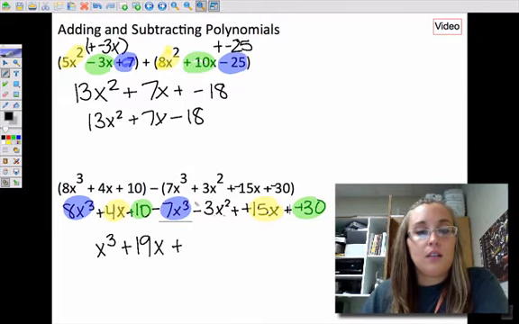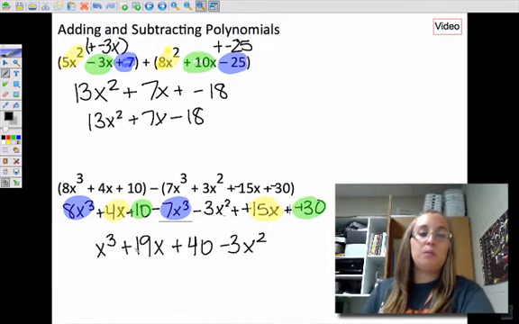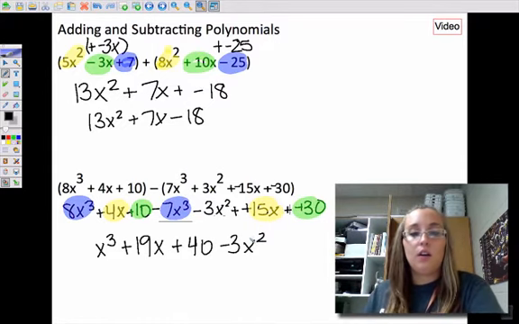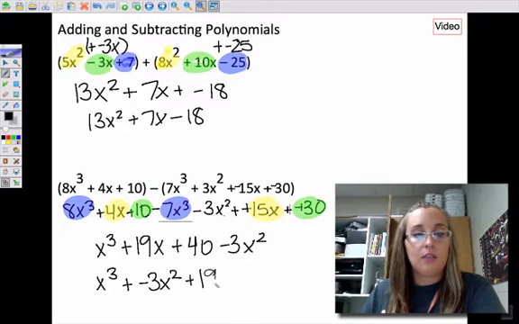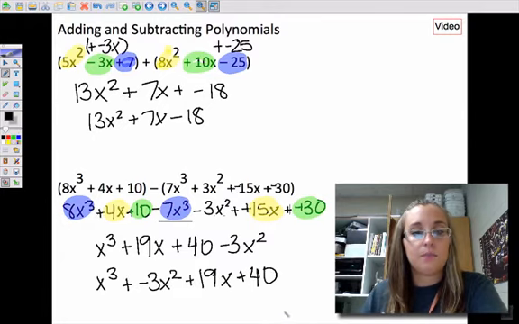We've got 10 and 30, that's 40. And then our last is a minus 3x squared. And usually what we do is we put the terms in order, in descending order from exponents. So we want to have the 3 out front, x to the third. We want to have the x squared next, then the x to the first power next, and then the constant last. Okay?